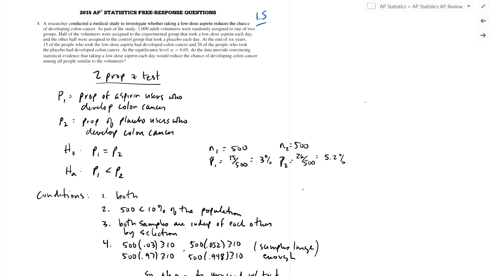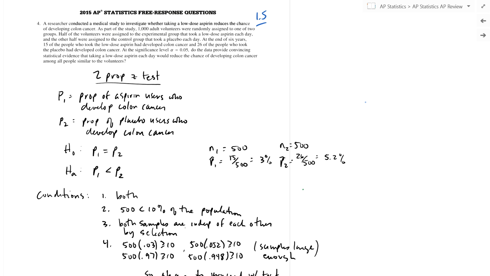Okay, here we go. Number 4. A classic two proportion z-test problem. So if I was a betting guy, which normally I'm not, but in this case I probably would, you're probably not going to see a free response two proportion z-test this year, but you'll see one. Certainly you'll see it on the multiple choice.